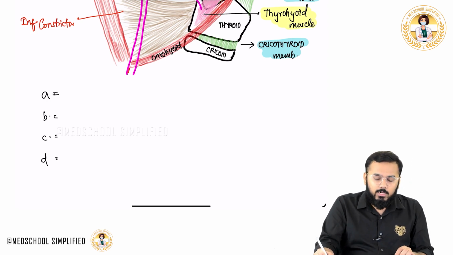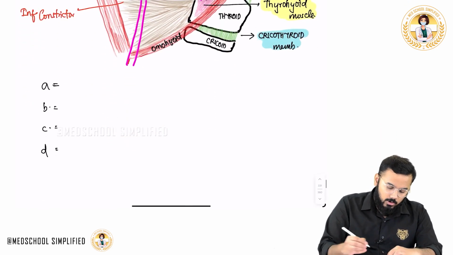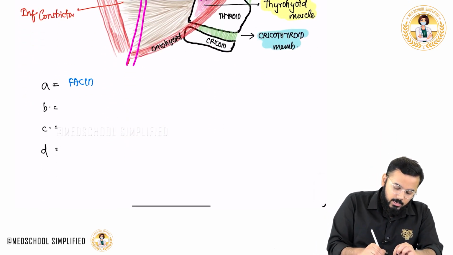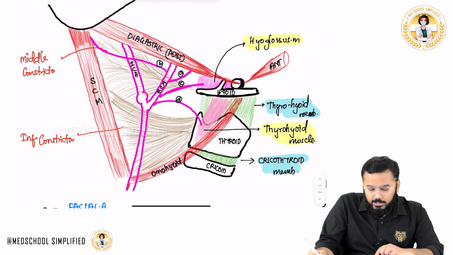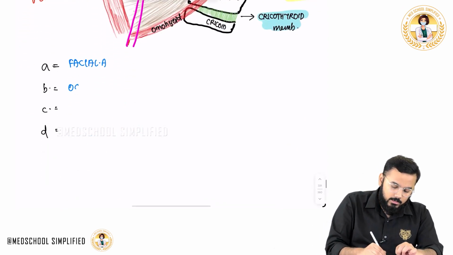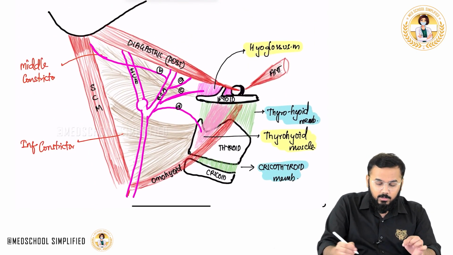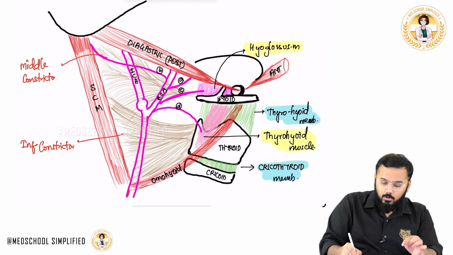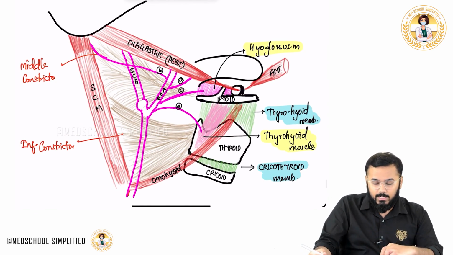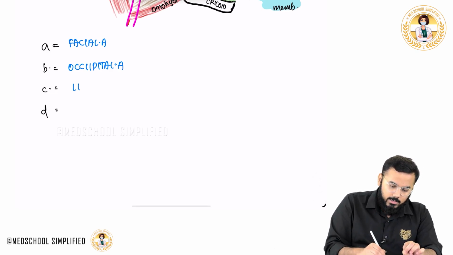So what are these four branches? Coming to A, A is called your facial artery. After the facial artery, where is B? B is going to the occipital region, so B is called the occipital artery. Where is C? C is going to the tongue region, because you have your tongue over here. That is why you call it the lingual artery.